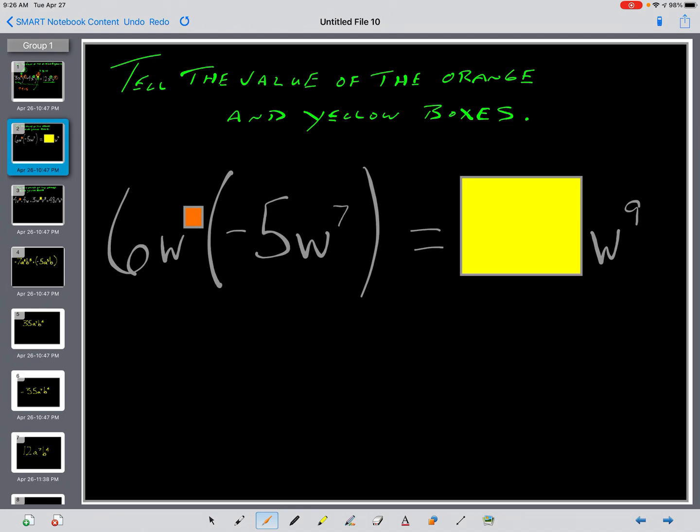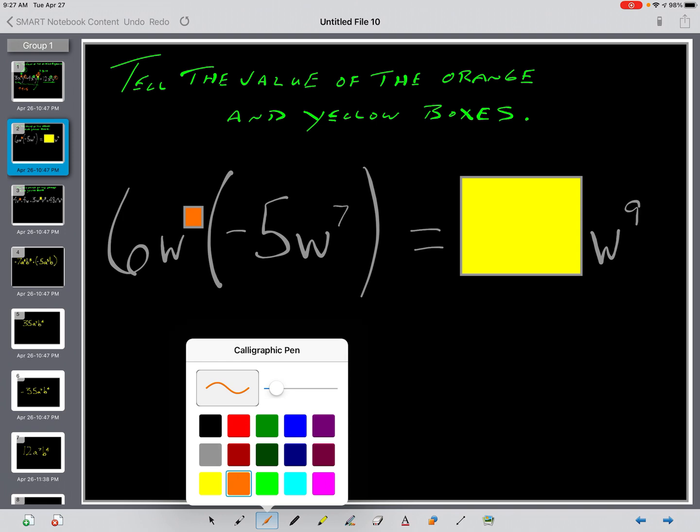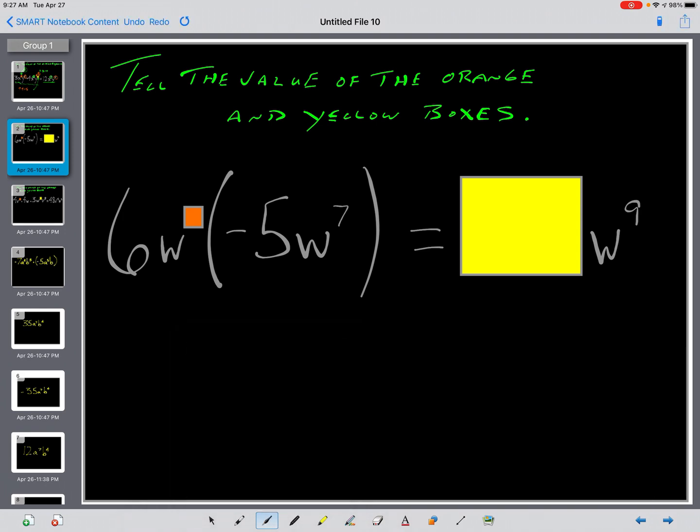In this one, we're asked to tell the value of the orange and yellow box, but this time you can see that we're asked to get the product of the coefficients, 6 and negative 5. So that's going to be in that yellow box, and of course that's negative 30. So 6 times negative 5 is negative 30.